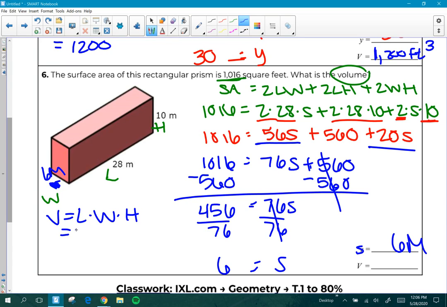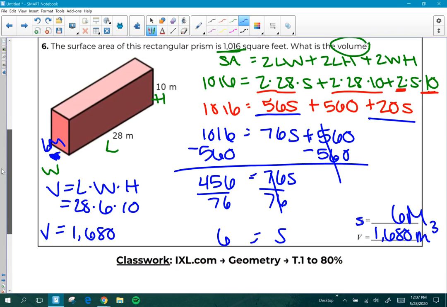I know my length is 28. That's already labeled. My width I now found is 6, and then my height is 10. I can simplify that. So 28 times 6 times 10 gives me 1,680 for my volume. And that would be meters cubed. And that's my volume. All right, so these problems are harder.